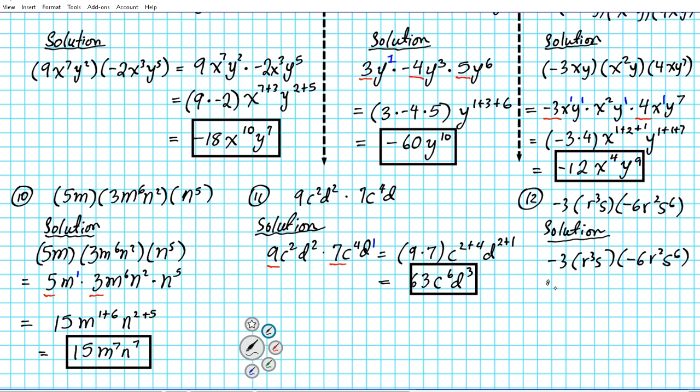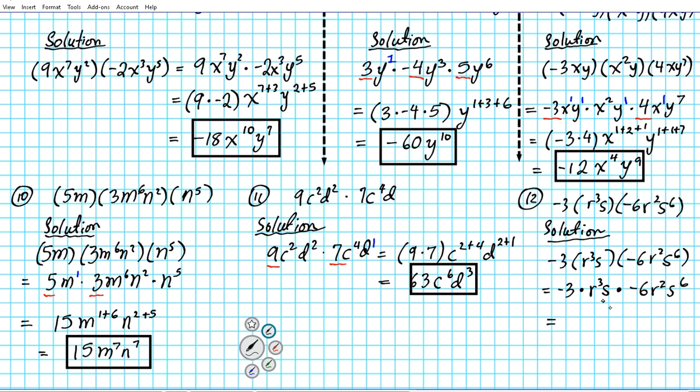Now, to multiply these out, we are simply going to drop the parentheses since we're multiplying three monomials. So negative 3 is being multiplied by r to the third s times negative 6r to the second power s to the sixth power. All right, so that's what we're dealing with here. We're going to apply the product property of exponents when multiplying these monomials.